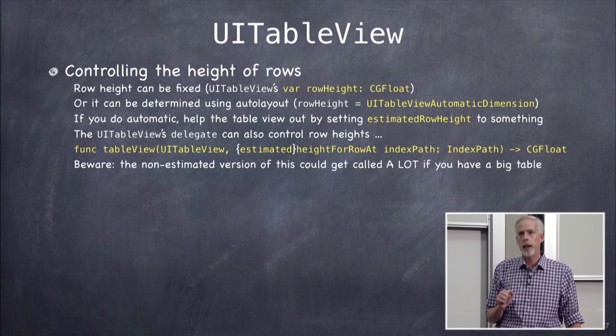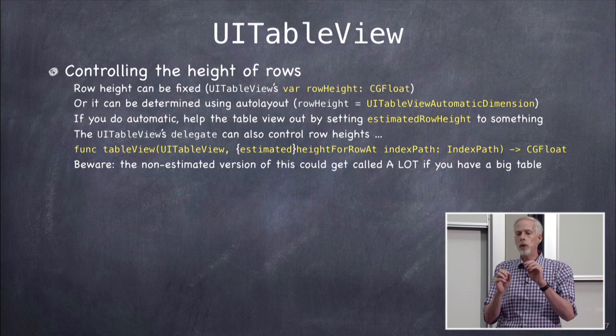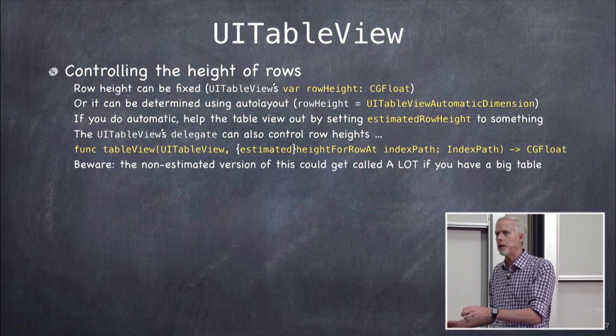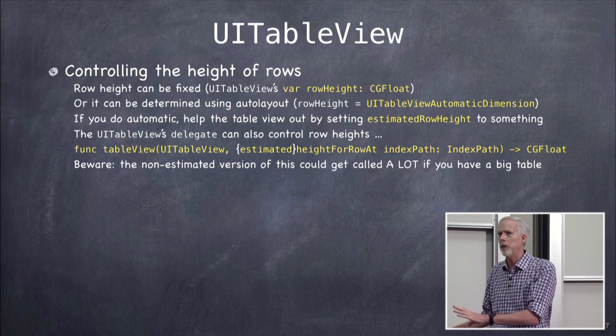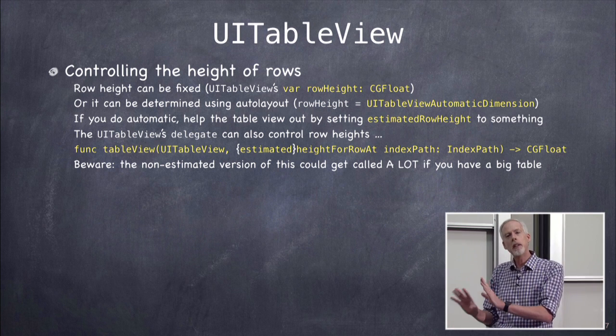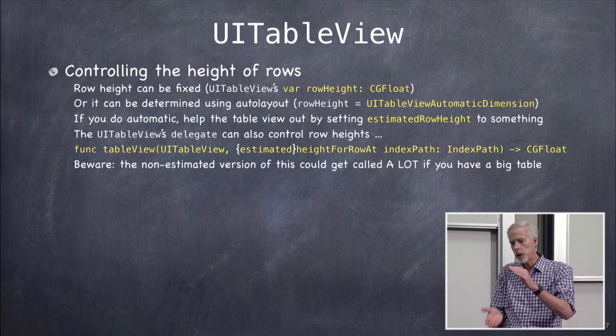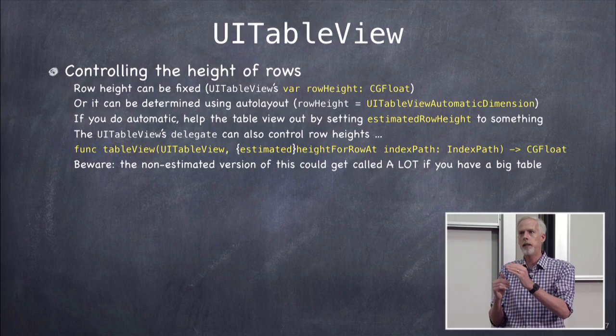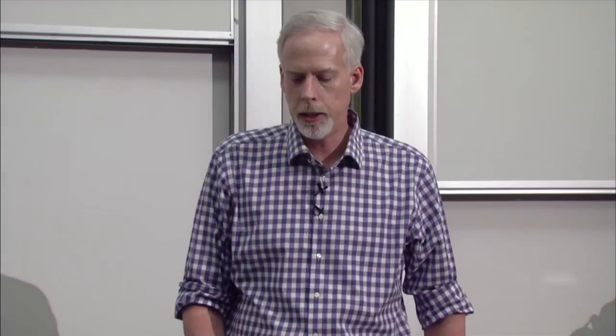If you do the automatic ways, then you also probably want to set the estimated row height. Okay, that just tells the table view, yeah, calculate it from auto layout, but for all those cells, the 100,000 cells that aren't on screen, please don't do auto layout for 100,000 cells. Just estimate them to be about this. And as they start to come on screen, then it's going to do the auto layout and pick the exact right height. Okay? So that's why you need to estimate. And there's also a delegate method, estimated height for row at whatever.